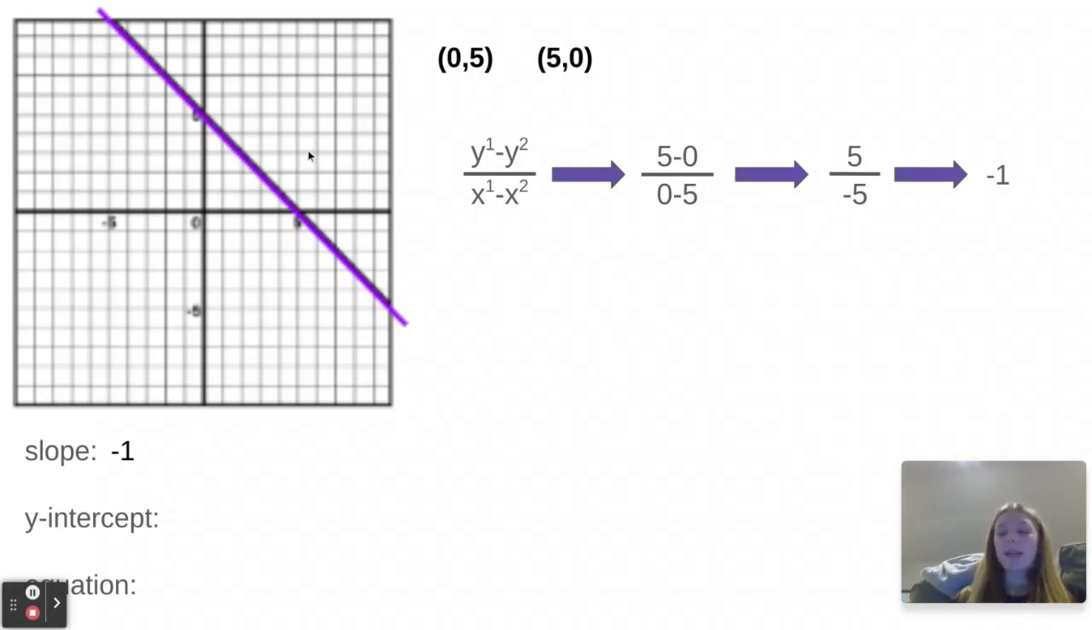The y-intercept, again, is where the line intercepts with the y-axis. So we can see it right here, and that is 0, 5. Slope intercept is 5. Now the equation. The equation is y equals mx plus b. So m is the slope, and b is the y-intercept. So it would be y equals negative 1x plus 5.